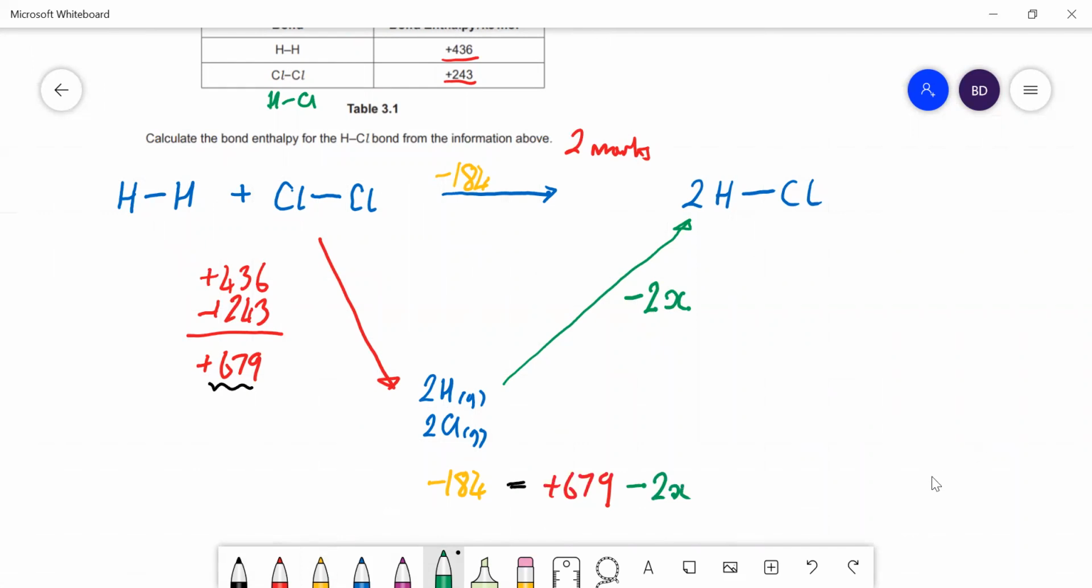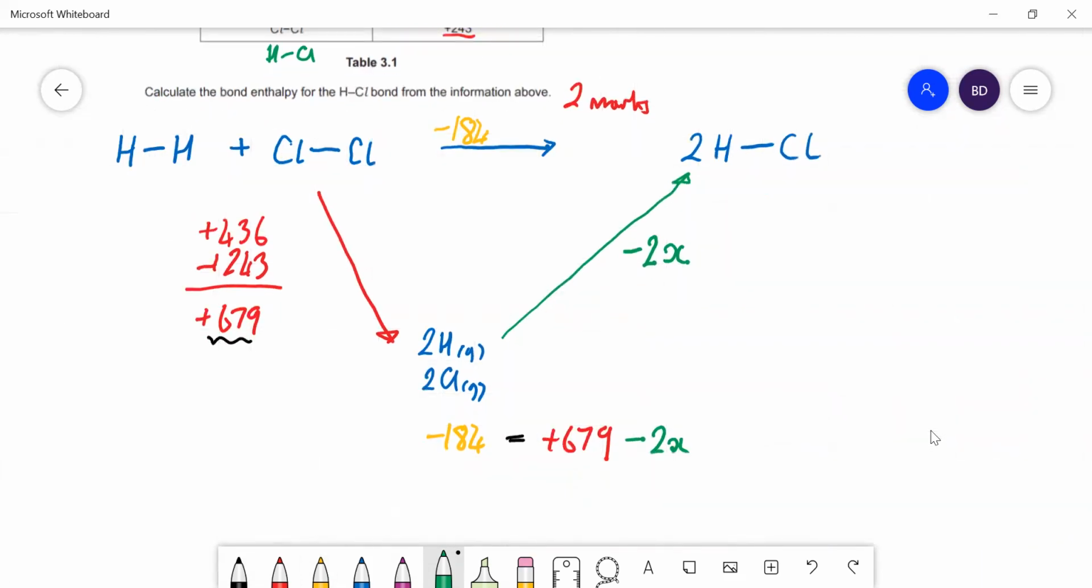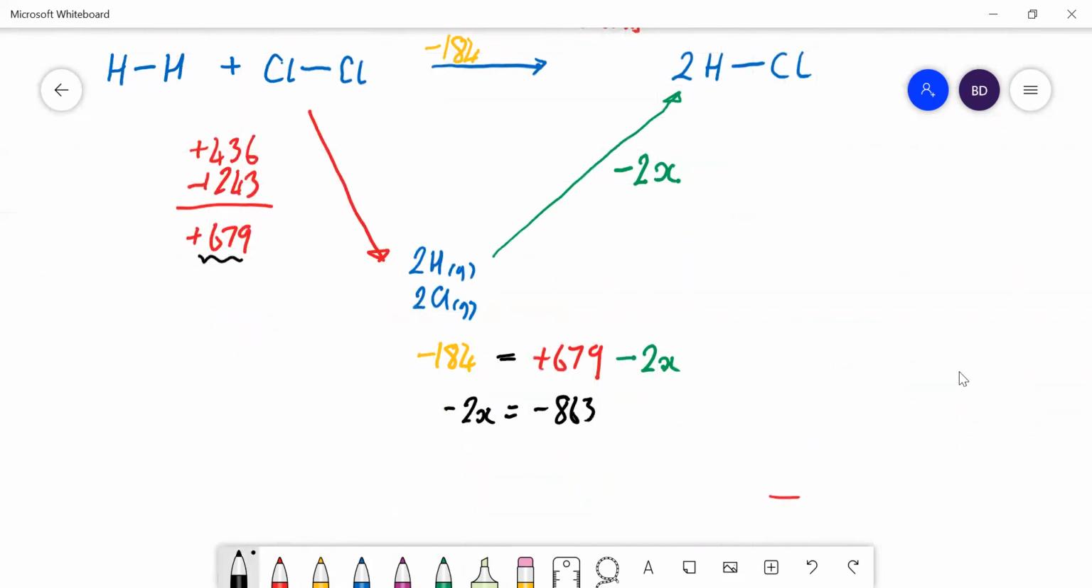So let's rearrange it. We get minus 2x is going to be equal to minus 863. So 2x is equal to 863, so x is equal to 431.5 kilojoules per mole. That is the strength of our HCl bond. That's the bond energy, plus 431.5 kilojoules per mole.